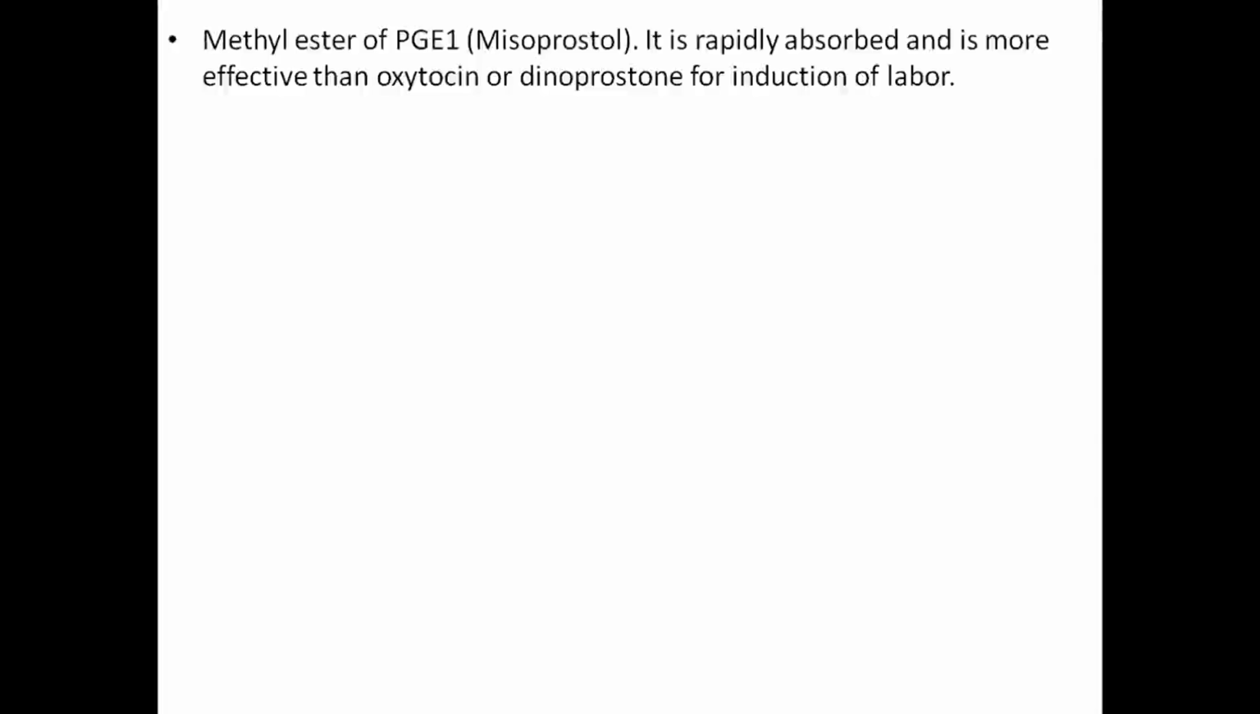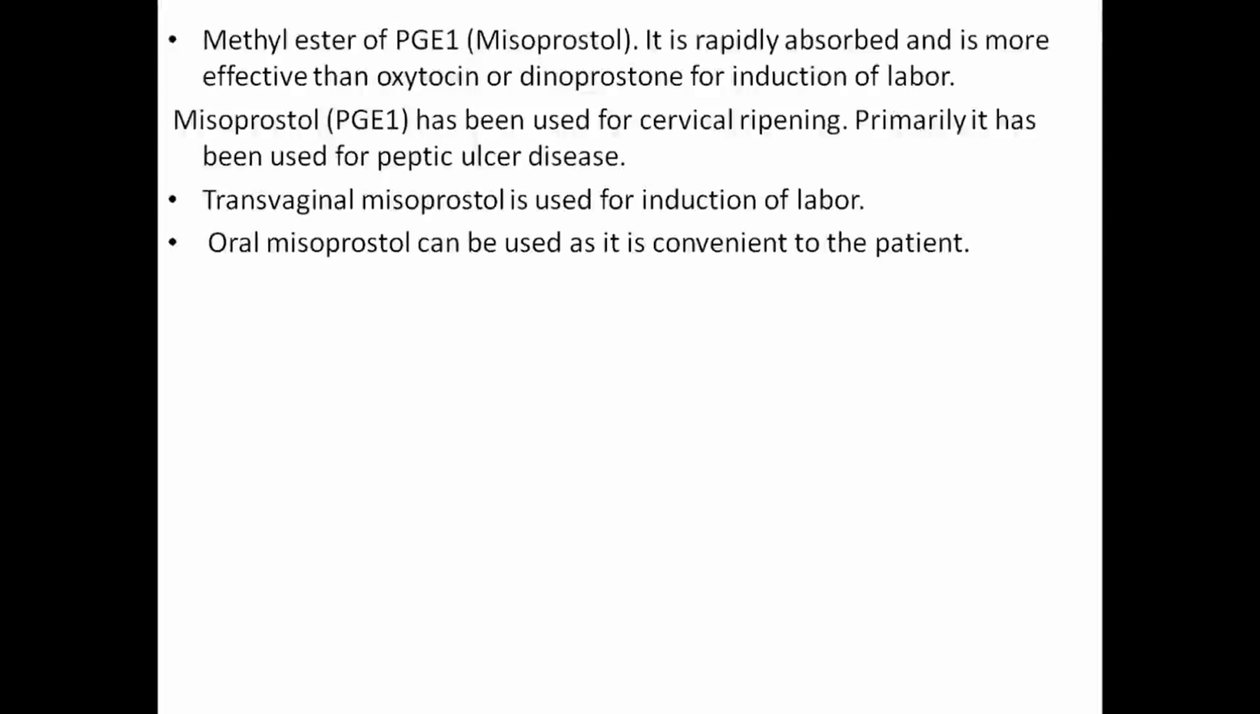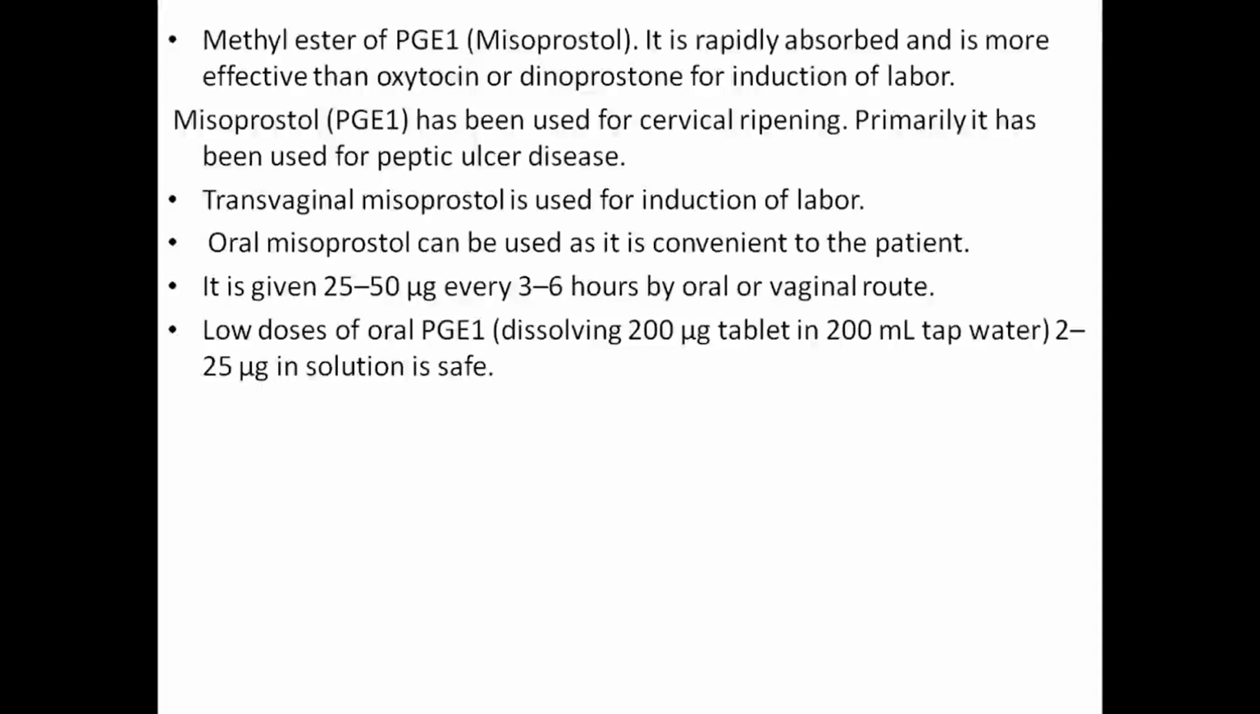Misoprostol, the methyl ester of PGE1. It is rapidly absorbed and more effective than oxytocin or dinoprostol for the induction of labor. Misoprostol has been used for cervical ripening. Primarily, it has been used for peptic ulcer disease. Transvaginal misoprostol is used for induction of labor. Oral misoprostol can be used as it is convenient to the patient. Given 25 to 50 microgram every 3 to 6 hours by the oral or vaginal route. Low dose oral PGE1 can also be given.